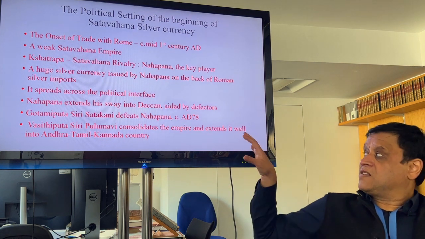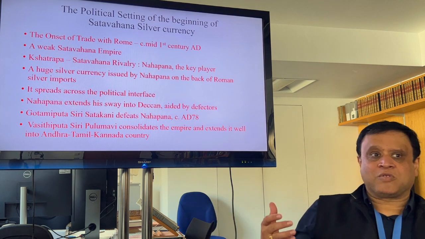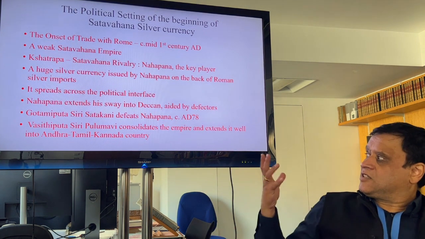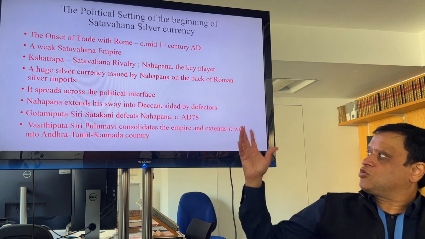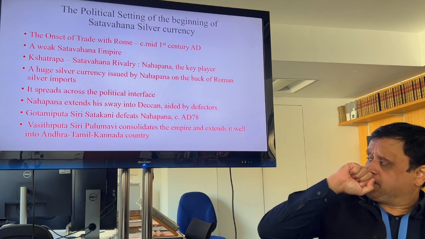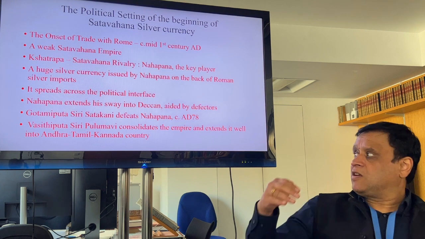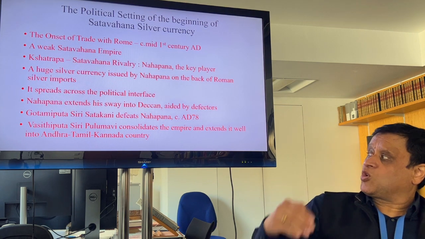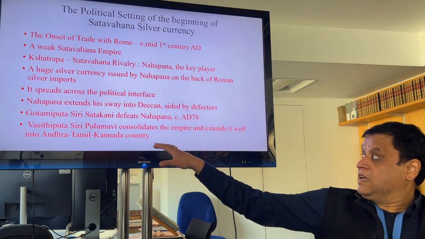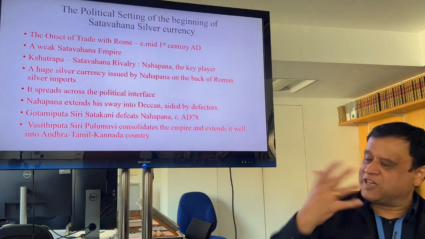And in this, he is aided by defectors from the Satavahana side, who were the feudatories of the Satavahanas. Some of them side with him. So this is the political picture that appears around the mid first century AD, and that particular phase of Kshatrapa Satavahana rivalry is brought to an end by a resurgent Satavahana power under Gautamiputra Satakarni, who defeats Nahapana around 78 AD. So this is what tilts the balance.